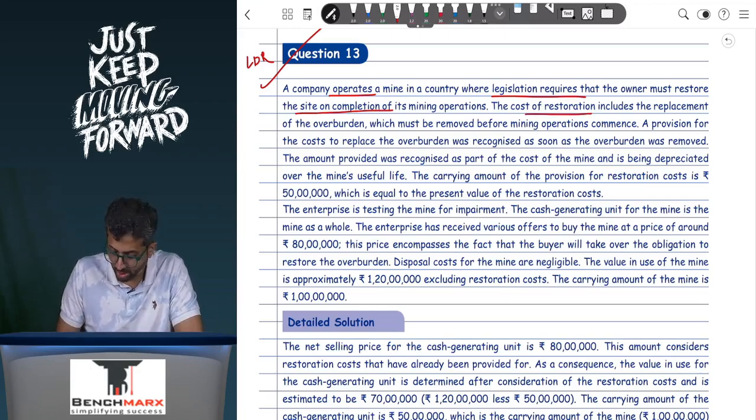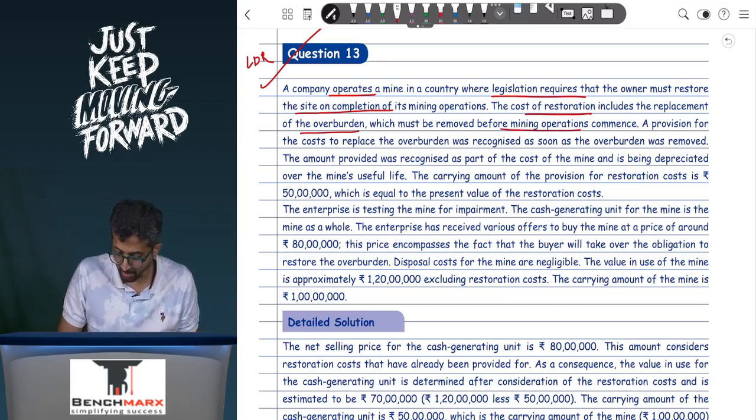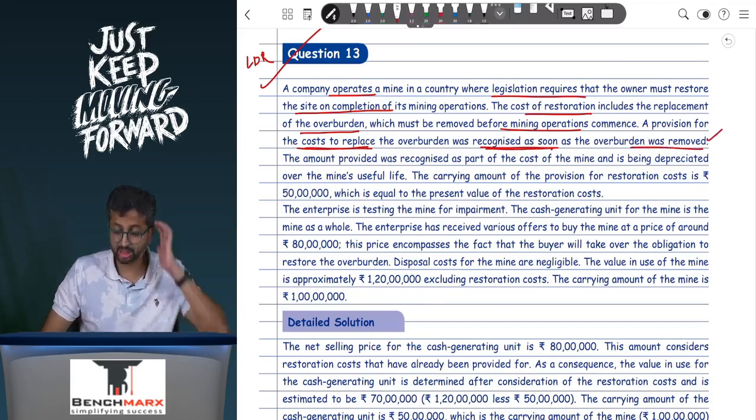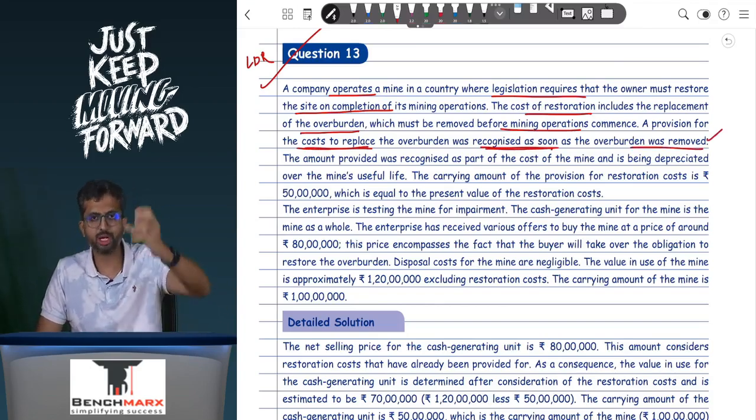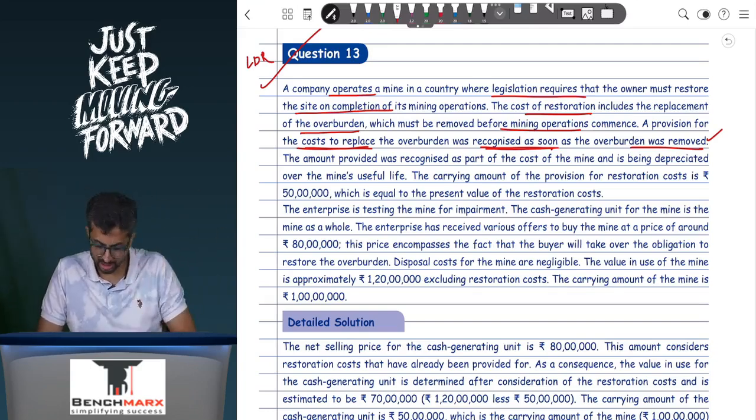The cost of restoration includes replacement of the overburden, that is the soil which must be removed before the mining operations commence. A provision for the cost to replace the overburden was recognized as soon as the overburden was removed. This is correct. The moment you remove the overburden, that is the soil, you are under an obligation to restore it, and hence that is correct.